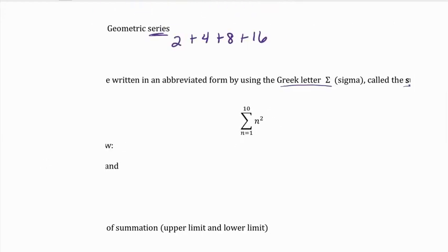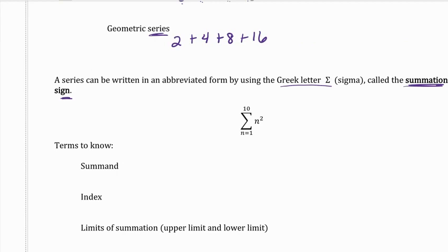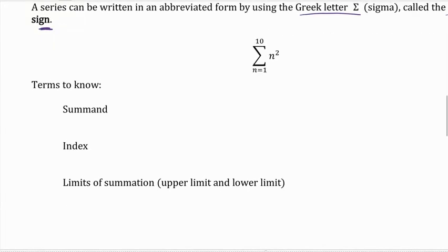Here is what all the different parts of that symbol mean. The summand, that is what you're adding up. In our example up there, the summand would be the n squared. That's what that part is. Basically the summand is like the formula. It's the formula that gives you all of the terms that are in the series.